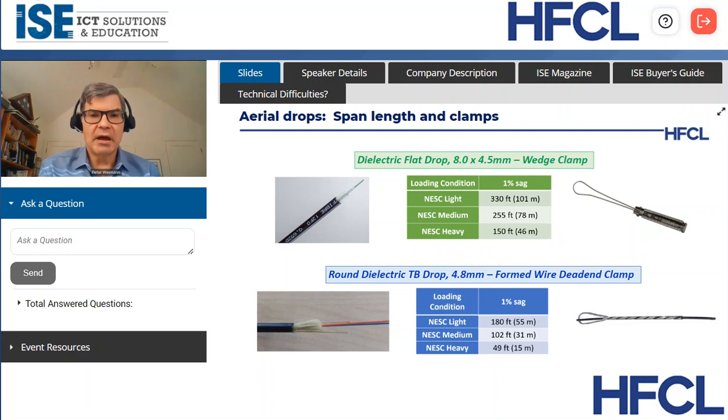The round drop, you can't use the wedge type clamp. You'll have to go to something like the formed wire dead end clamp I show on the right. Those clamps are a little bit more expensive than the wedge clamp, but with the reduction in material and the advantages of working with something round that's a little easier to bend, for an individual situation, that combination might be a better choice.